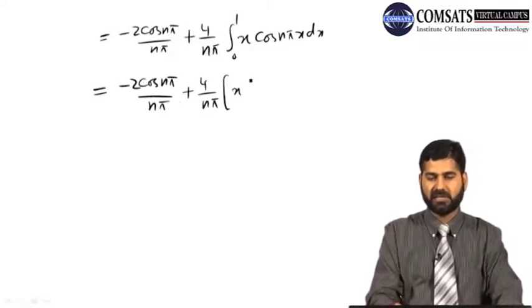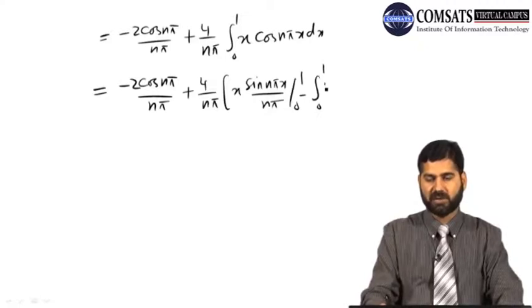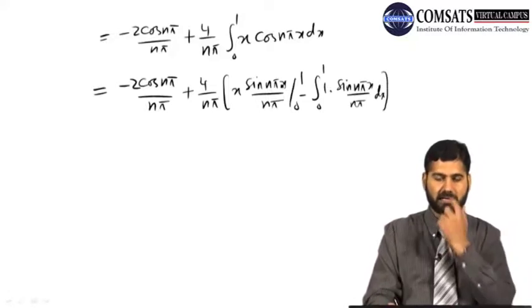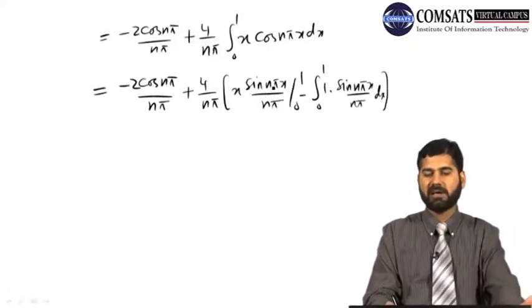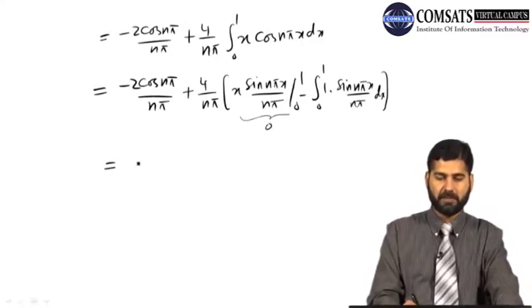x as it is, cosine has integral sine n pi x by n pi from 0 to 1, and from 0 to 1, x is 1 and sine n pi x by n pi dx. And now this is 0 because sine at n pi is 0 and sine at 0 is 0, so this is gone. No contribution from here.